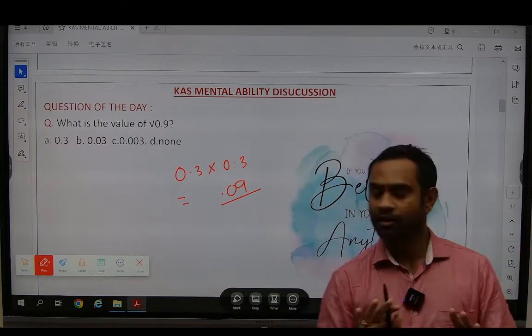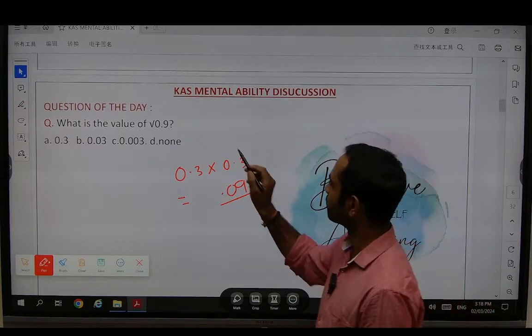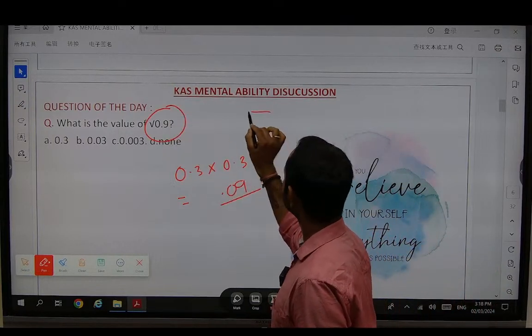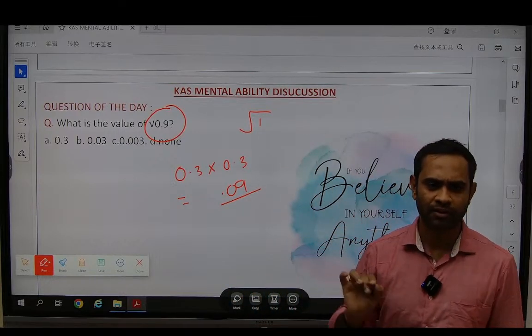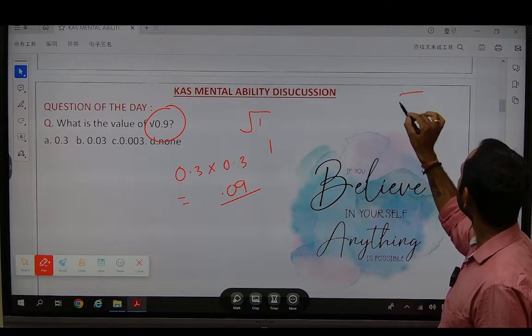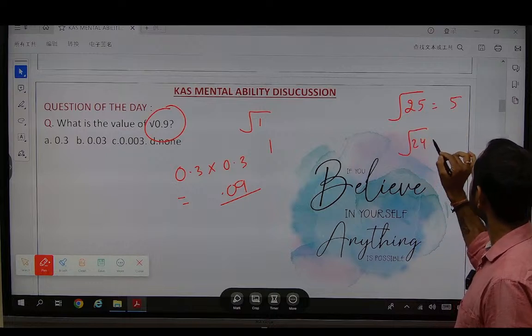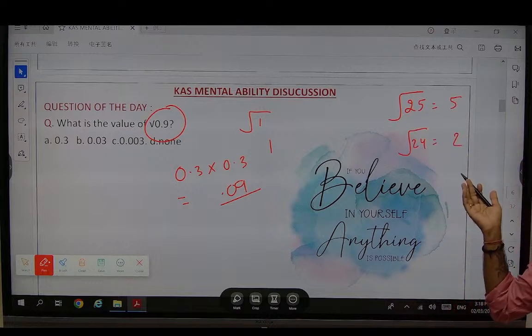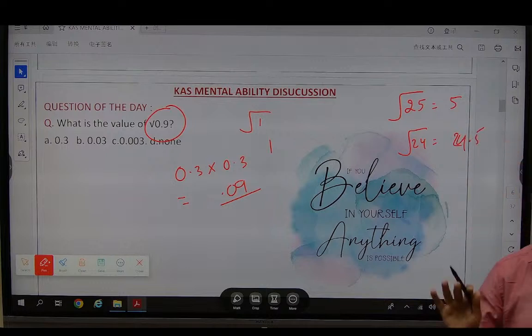See, you have to start thinking a bit. Slowly you have to start thinking. Okay. Now, this also you don't think. See, 0.9 is very close to 1. So what is the square root of 1? 1, right? If I ask what the square root of 25 is, 5, then what will be the square root of 24? Sir, it is 2. Is it possible? It will be around 4.5 something, very close to 5.